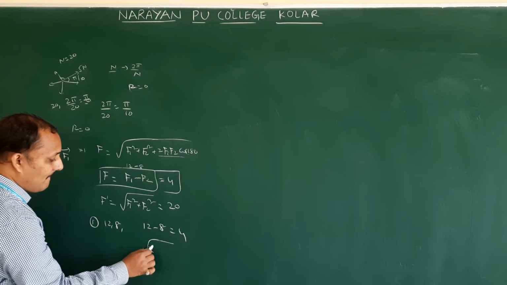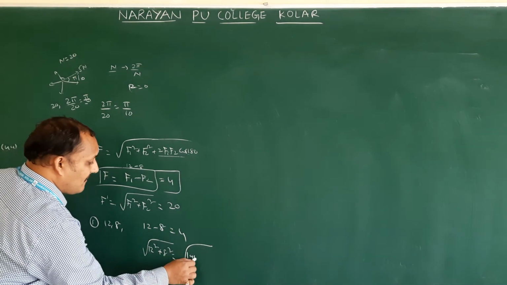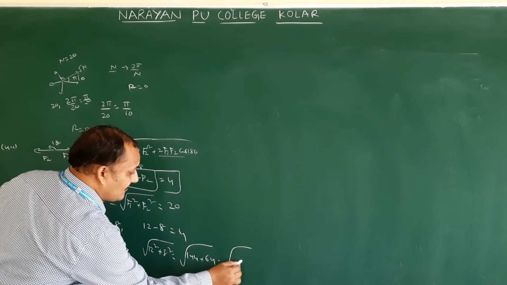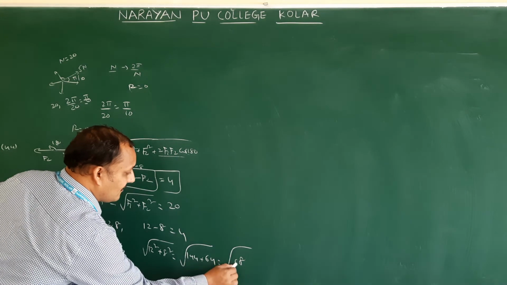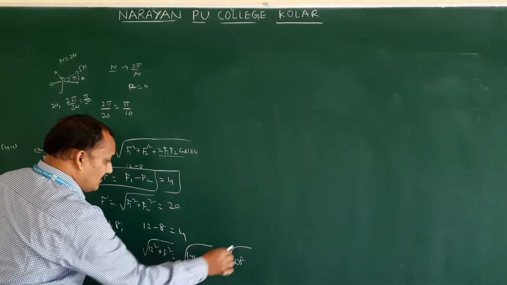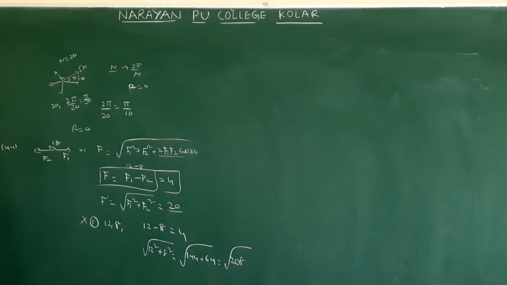12 square plus 8 square. 12 square is 144. 8 square is 64. So 4 plus 4, 8; 6 plus 4, 10; 208. So root 208 is not equal to 20. Therefore, option 1 is not correct.